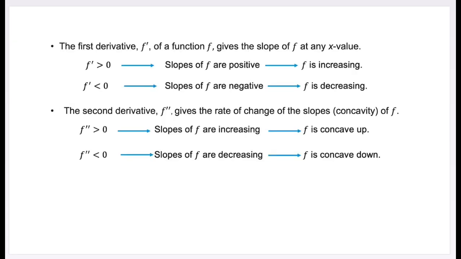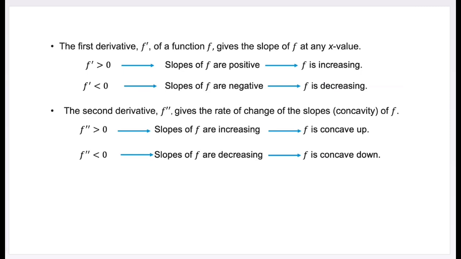So just some things to keep in mind. The first derivative f prime of a function f gives the slope of f at any x value. So if f prime is greater than 0, the slopes are positive on f, and f will be increasing. If the first derivative is less than 0, the slopes of f are negative, and f will be decreasing.